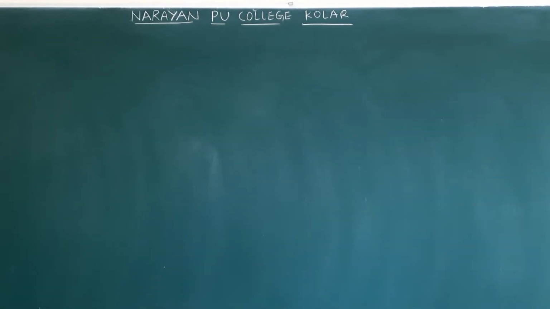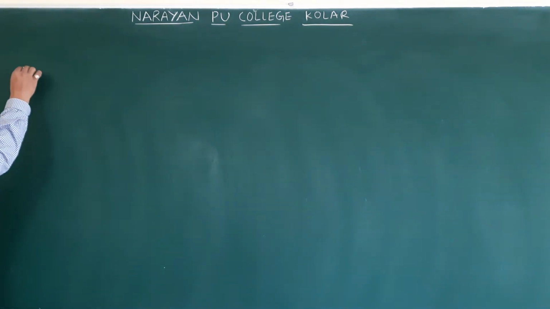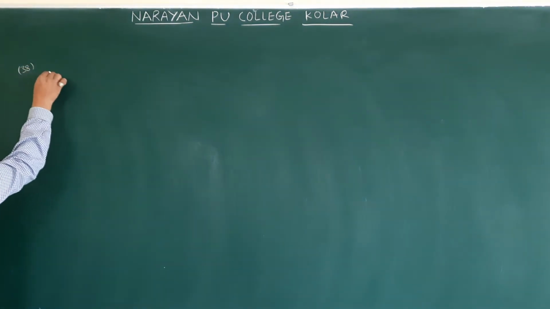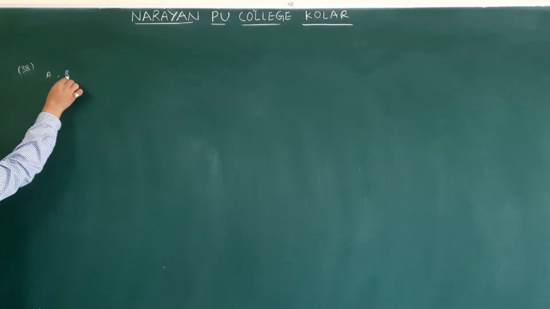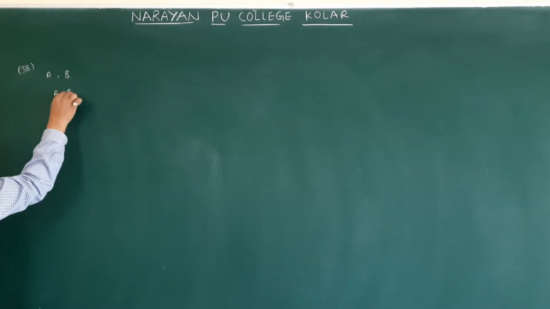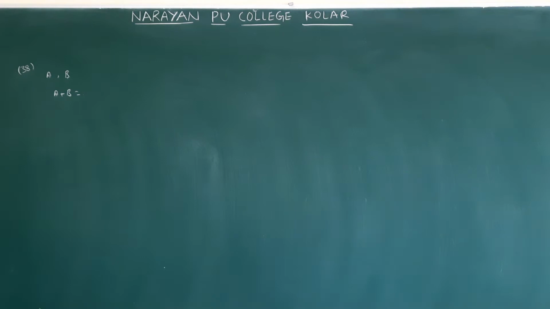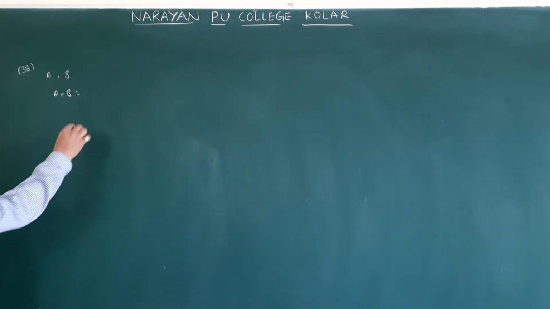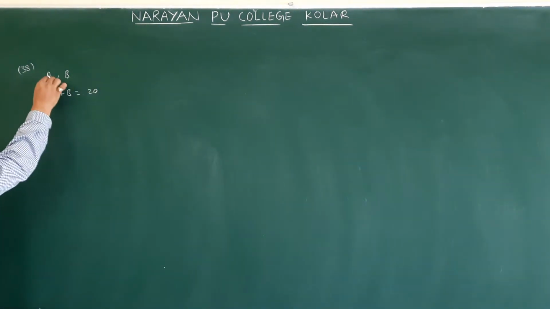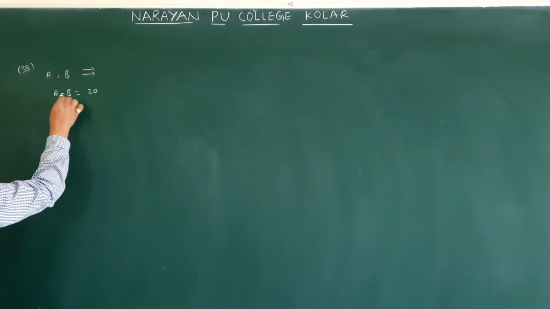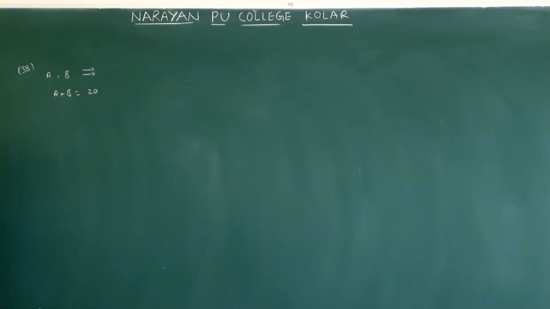Next is question number 38. Two vectors acting in the same direction have a resultant of magnitude 20. If the angle between them is 120 degrees, the resultant is 10. Find the magnitudes of the two vectors. Take them as A and B. Both are acting in the same direction, so the resultant is A plus B, which is 20. Both are making a 120 degrees angle.